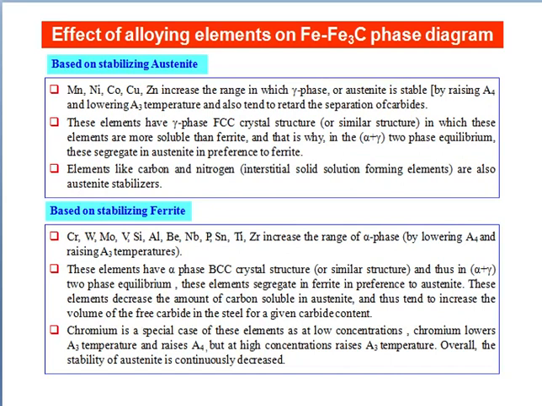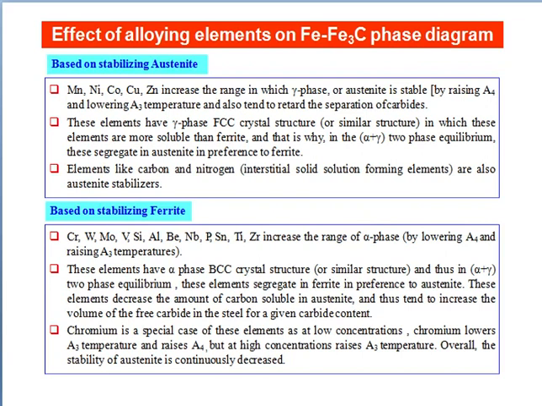Effect of alloying elements on iron-iron carbide phase diagram. Based on stabilizing austenite, manganese, nickel, cobalt, copper, zinc increase the range in which gamma phase or austenite is stable by raising A4 and lowering A3 temperature, and also tend to retard the separation of carbides.